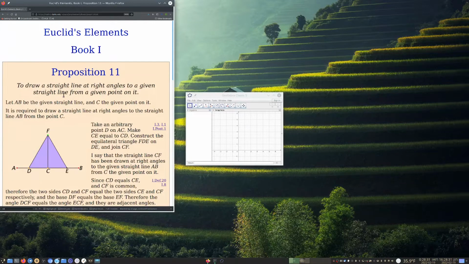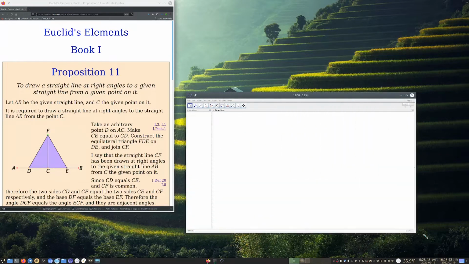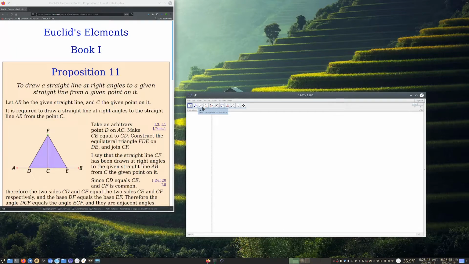To draw a straight line at right angles to a given straight line from a given point on it. Okay, I already know how to do this. Let me show you. And I bet I can predict what his construction is going to be. All right, so here's the idea. Let me tell you exactly how this is going to go. I've never looked at this before.